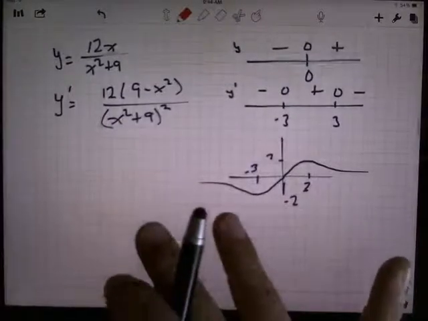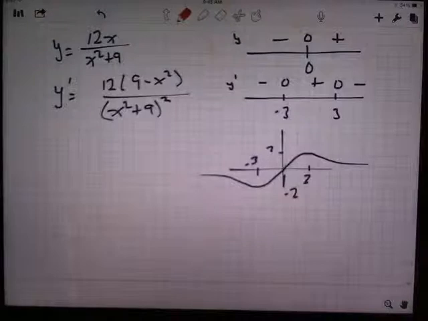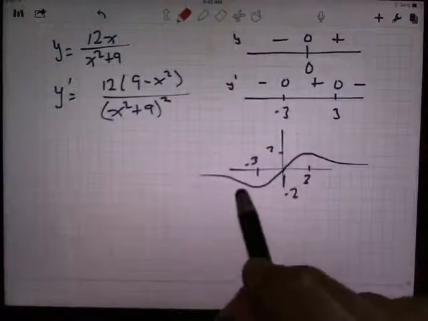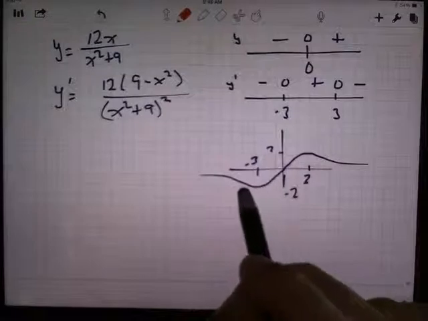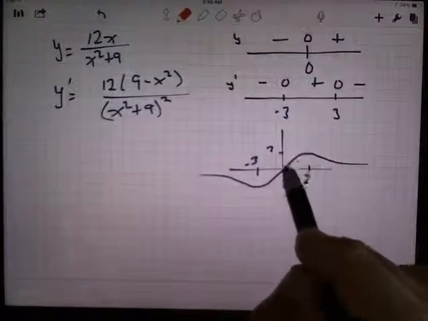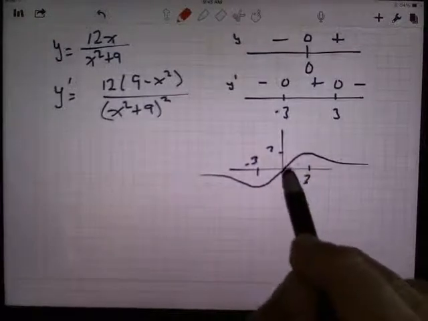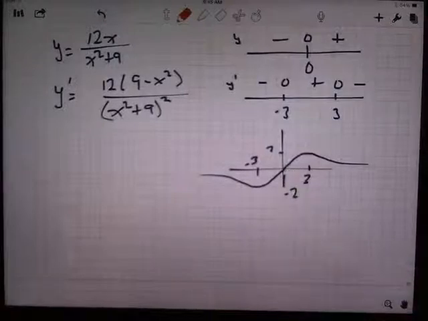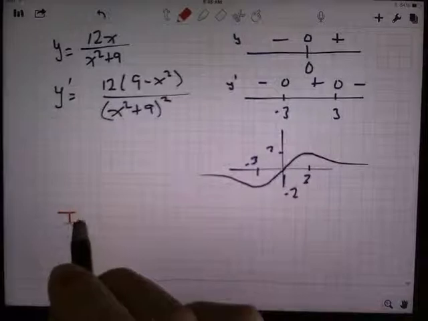Now I want to look at the second derivative. Notice there's a couple of things I can see. I can see bending here upwards. I can see bending here downward. There must be a spot in between where we switch. Well, that spot in between where we switch is what's called an inflection point.